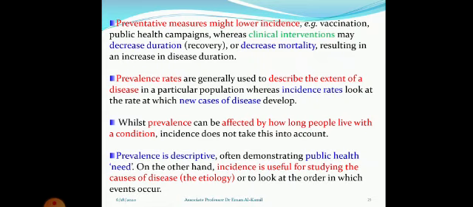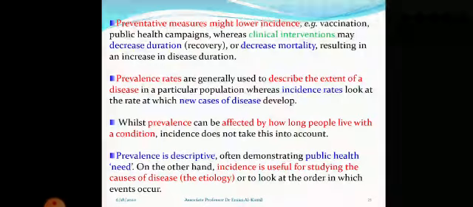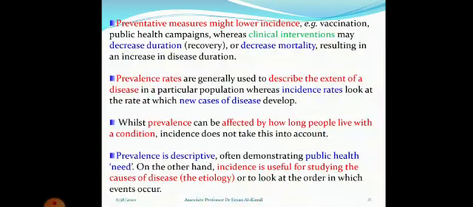Prevalence rate is generally used to describe the extent of the disease, how many individuals in the community have the disease, or it measures the magnitude of the problem, how big the problem is in our community, whereas the incidence looks at the rate at which new cases of the disease develop in the community. While the prevalence can be affected by how long people live with a condition, the incidence does not take this into account. The incidence has no relation with the duration, while the prevalence is affected by time.